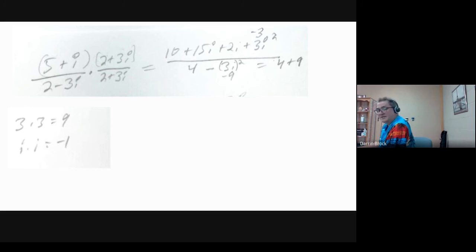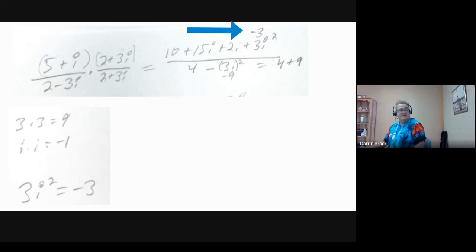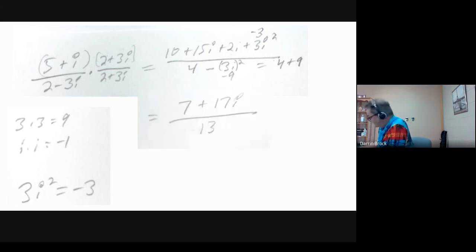And now that we've got this, we need to simplify the top as well. 3i squared is the same thing as negative 3, because this simplifies to negative 1 times 3. So we have 10 minus 3 is 7. And then we add the i terms together, it'd be 17i. And then on the bottom, we simplified to 4 plus 9, which is just 13. So we can simplify that to make it a complex number. We divide out the real part. 7/13 is the real number, and the imaginary part is 17/13 i.